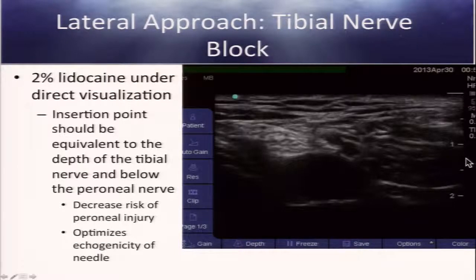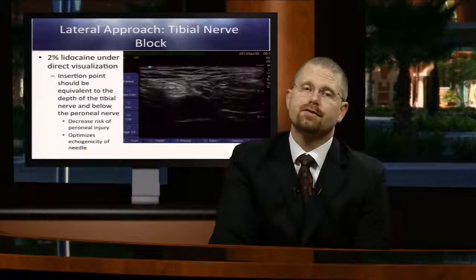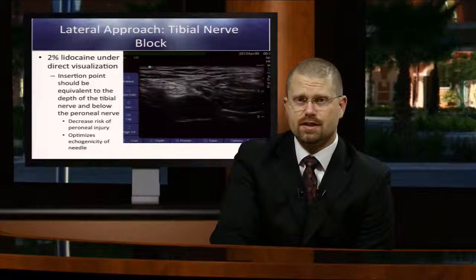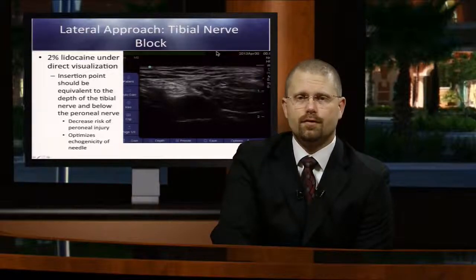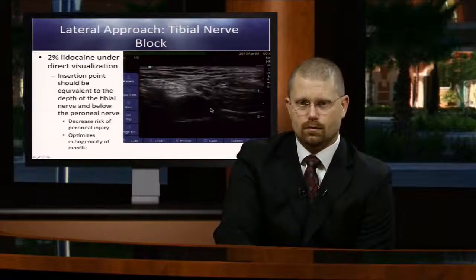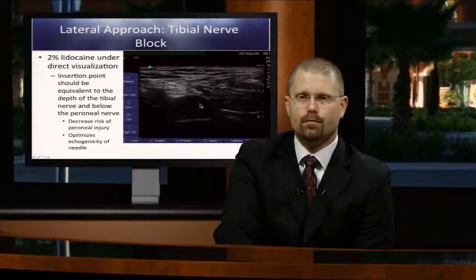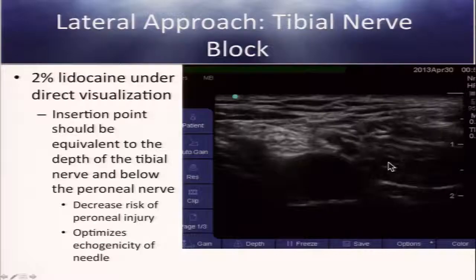When you enter, and you're choosing your insertion point, you need to enter here instead of here, because you don't want to enter at the level of the peroneal nerve. If you enter deep to the peroneal nerve, you decrease your risk of peroneal nerve injury, but you also optimize your echogenicity of your needle because it'll be 90 degrees to your echo probe, which is going to have a plane coming down this way, and your needle is going to be going in this way. So therefore, you're 90 degrees and you get your optimal return from your needle.